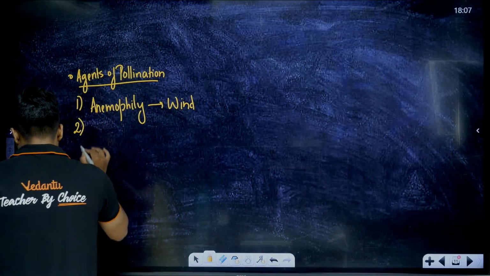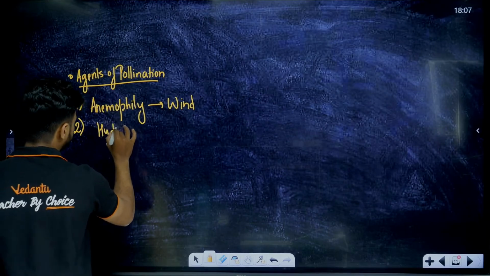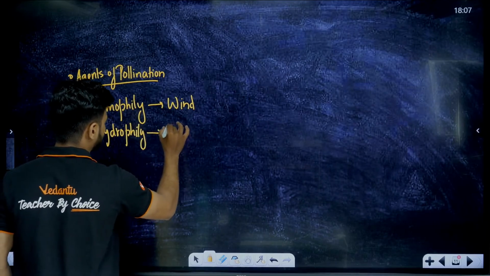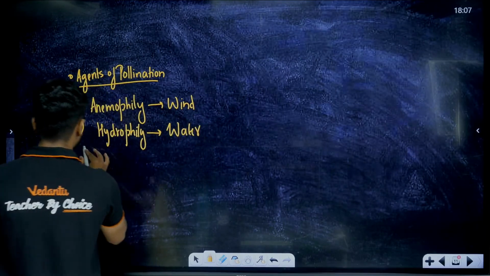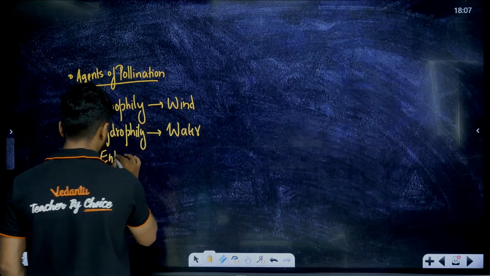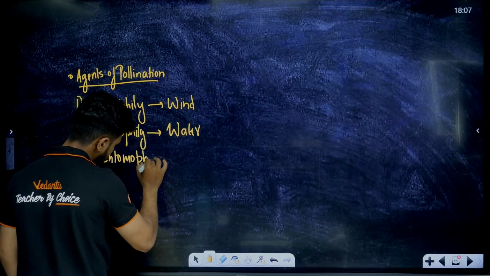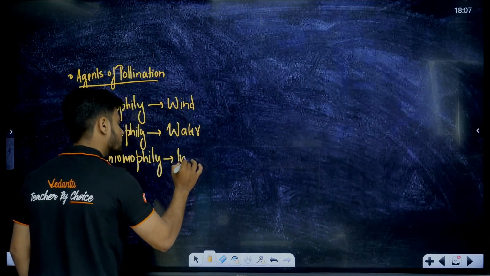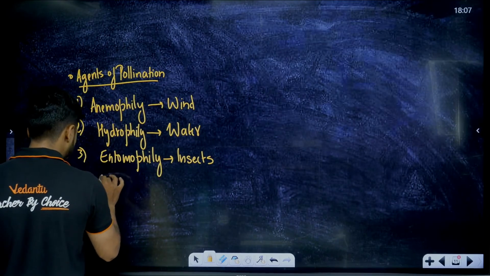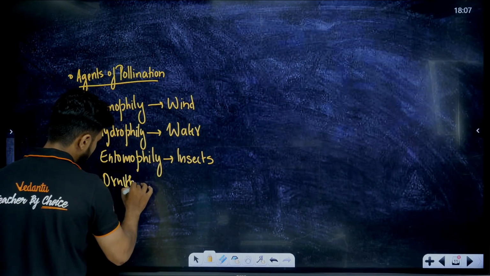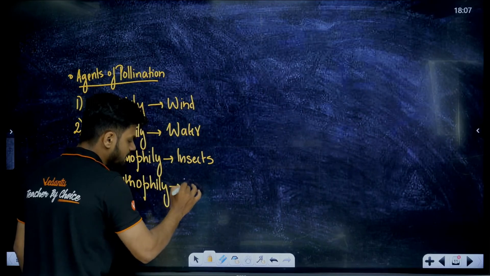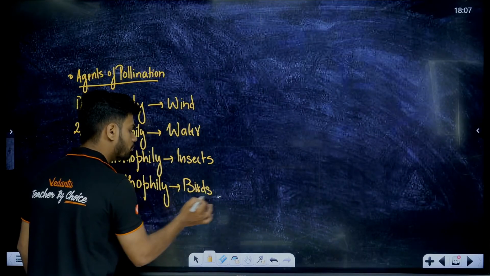Then we have something called hydrophily. Hydrophily is a transfer of pollen grains with the help of water. Then we have entomophily. Entomophily is transfer of pollen grains with the help of insects. Then we have ornithophily. Ornithophily is transfer of pollen grains with the help of birds.